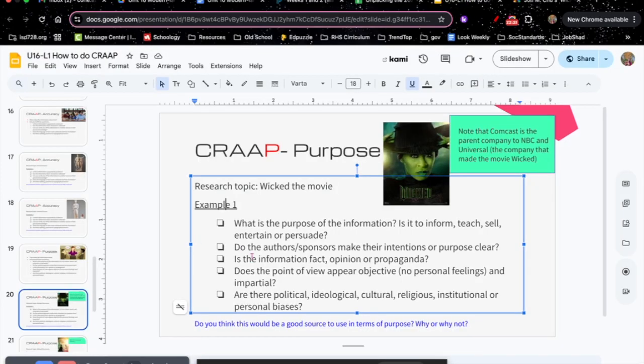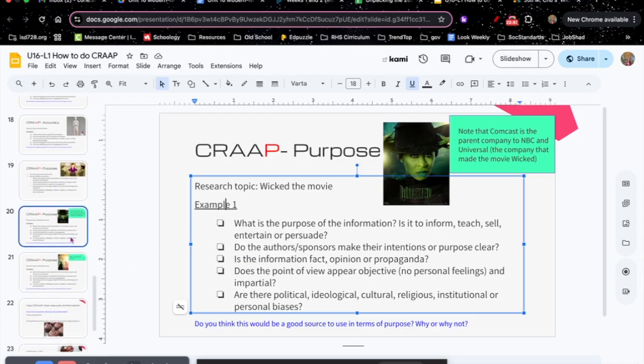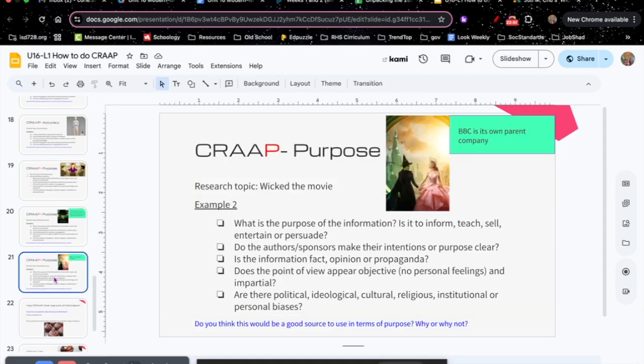Okay, so do you think this would be a good source to use in terms of purpose? Why or why not? In my opinion, if I wanted to know what critics were talking about, I would say yeah, it'd be okay. But the fact that it's part of the company that published the movie, I would say no, I'd be pretty hesitant to use this source.